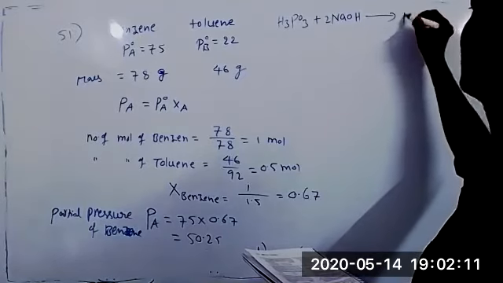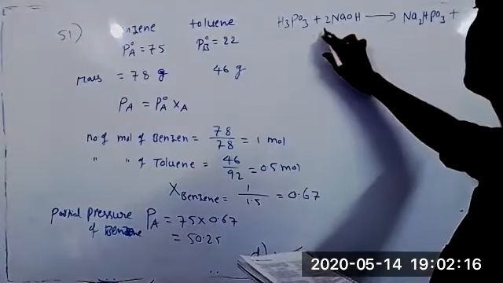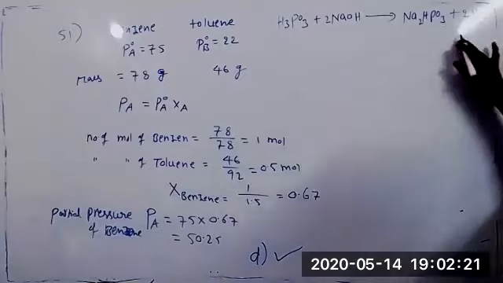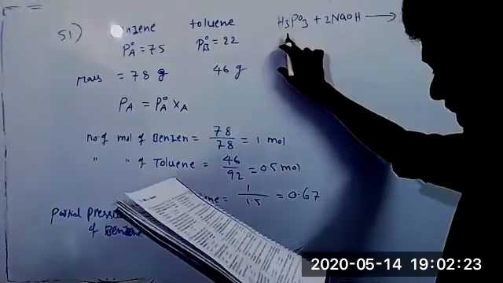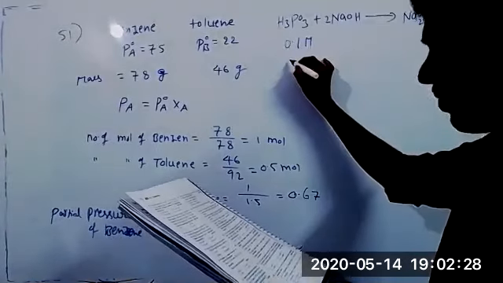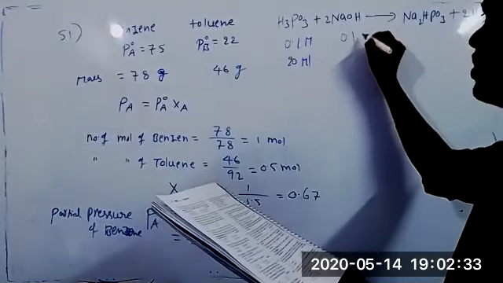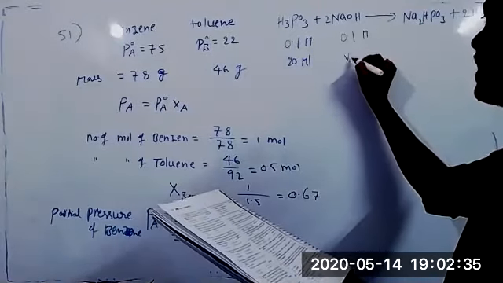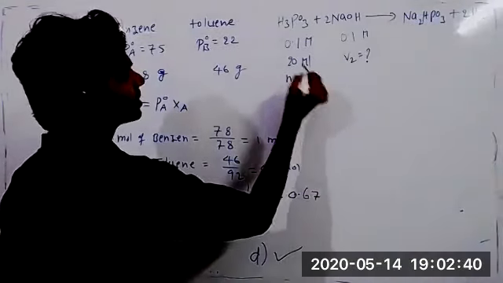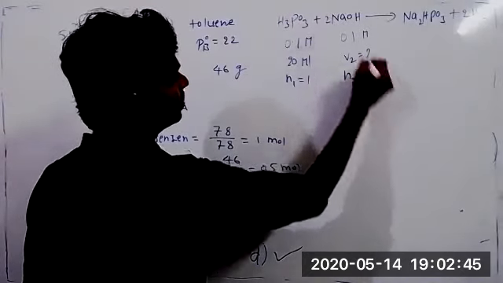It gives Na2HPO3 plus 2H2O. This is the reaction. H3PO3 is 0.1 M and the solution volume is 20 ml. For NaOH only the concentration is given, 0.1 M. Its volume we have to calculate, V2. And also N1, the number of moles in the balanced equation, here only 1 mole. Here N2 is equal to 2 moles involved.